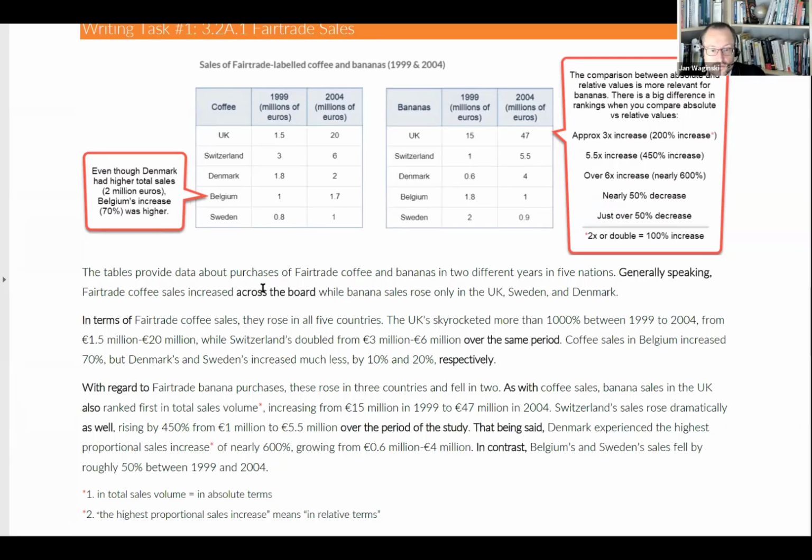Generally speaking, Fairtrade sales, while banana sales rose only in the UK, Sweden. No, it should be UK, Switzerland, and Denmark. That's what it should be. Okay, thank you for catching that. Let me just correct that. There we go.